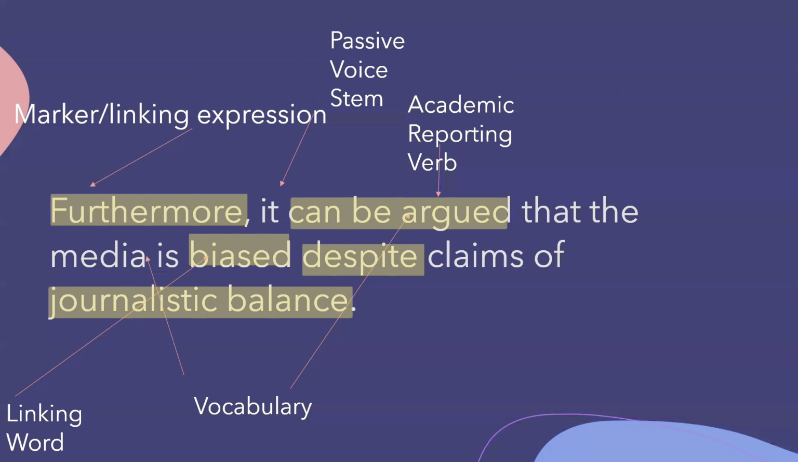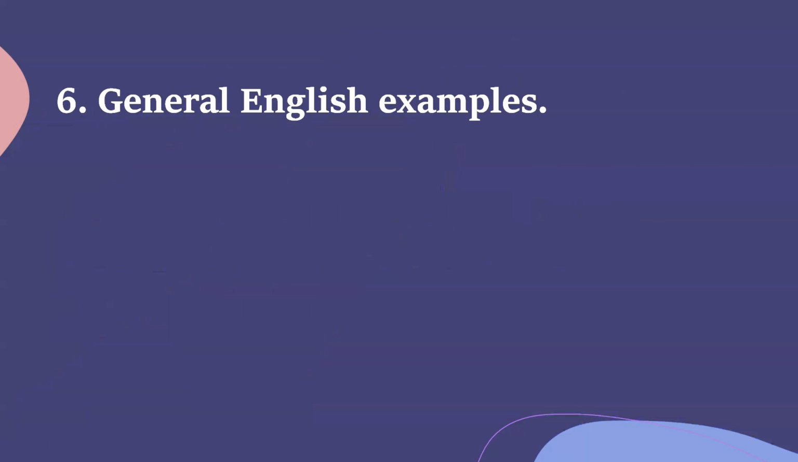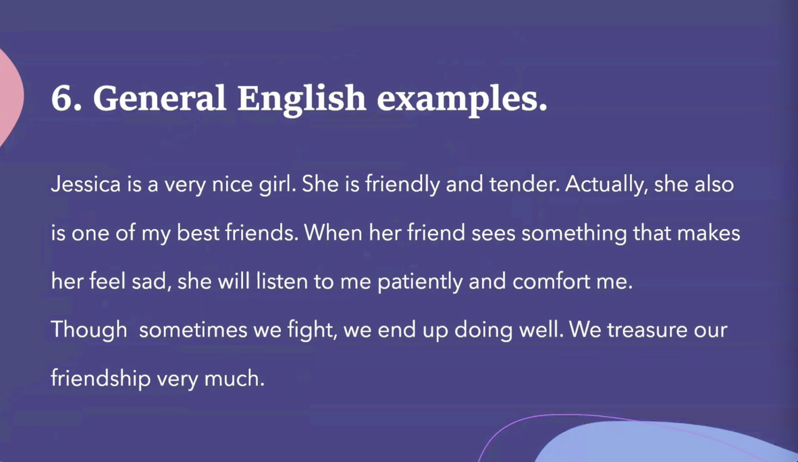So we'll move on now to general English examples using this kind of language. Let's look at general English examples, try to improve them with better vocabulary and better grammar. Here's a little paragraph, a little general English story. Jessica's a very nice girl. She's friendly and tender. Actually, she also is one of my best friends. When our friend sees something that makes her feel sad, she will listen to me patiently and comfort me. Though sometimes we fight, we end up doing well. We treasure our friendship very much. So you look at that. Which words should you replace immediately, and what other words can you use?